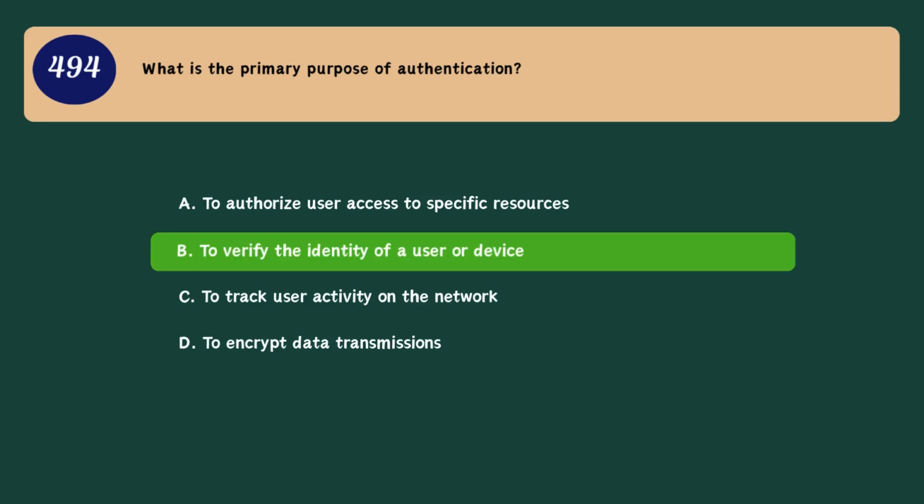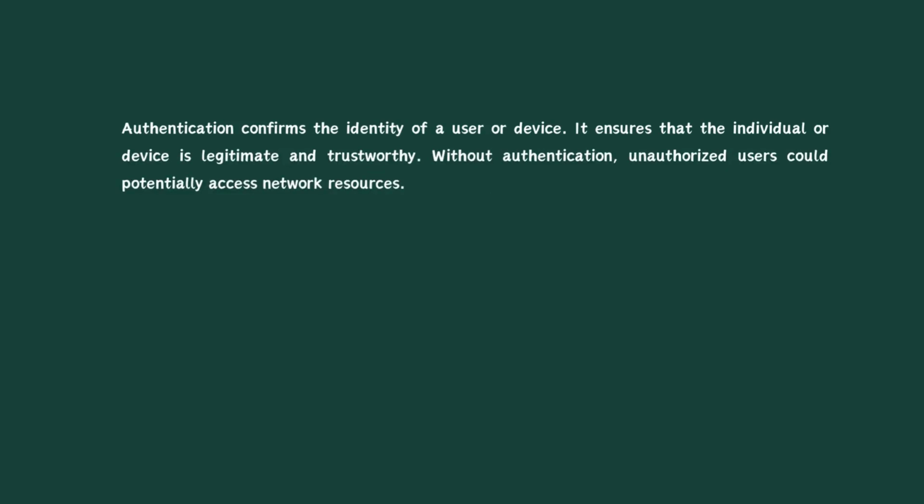Correct answer. B. To verify the identity of a user or device. Authentication confirms the identity of a user or device. It ensures that the individual or device is legitimate and trustworthy. Without authentication, unauthorized users could potentially access network resources.